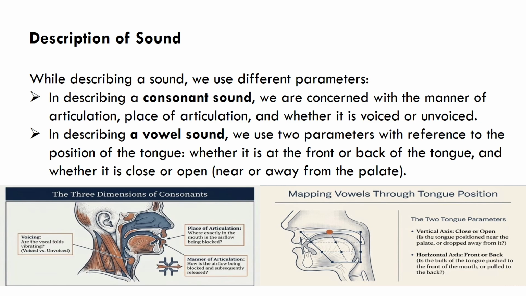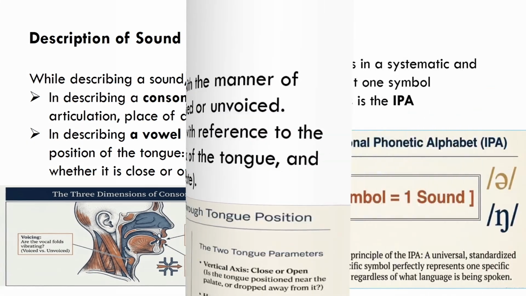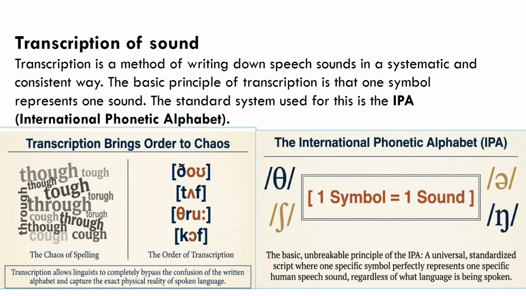So in case of vowels, we use two parameters with reference to the position of the tongue, whether it is at the front or back of the tongue, and whether it is closed or open, means it is near or away from the palate. Now toward our last topic.